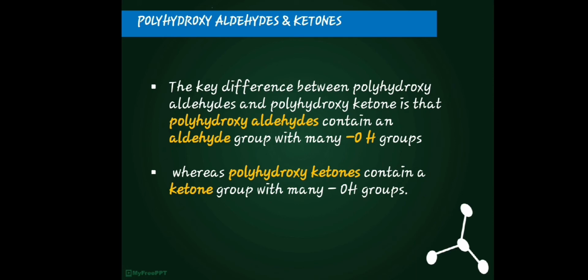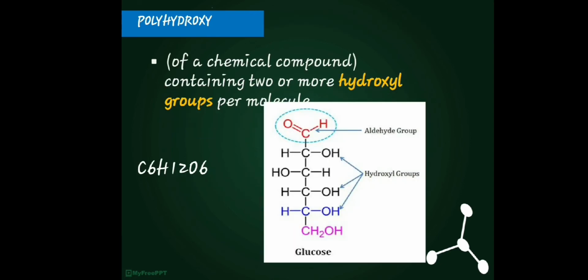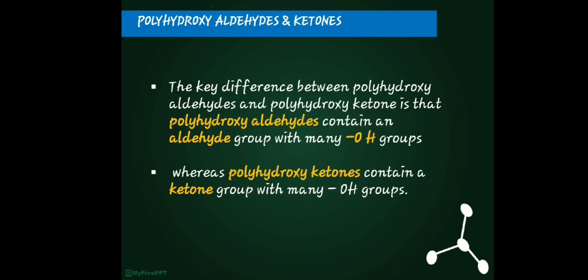Polyhydroxy aldehydes and ketones. The key difference between polyhydroxy aldehydes and polyhydroxy ketones is that polyhydroxy aldehydes contain an aldehyde group with many OH groups, whereas polyhydroxy ketones contain a ketone group with many OH groups. The illustration I showed here is the representation of a polyhydroxy aldehyde. Why? Because at its terminal you can find the aldehyde group. The difference, if we compare it to a polyhydroxy ketone, is that the terminal of the structure is not an aldehyde but a ketone group. That is the difference between polyhydroxy aldehydes and polyhydroxy ketones.